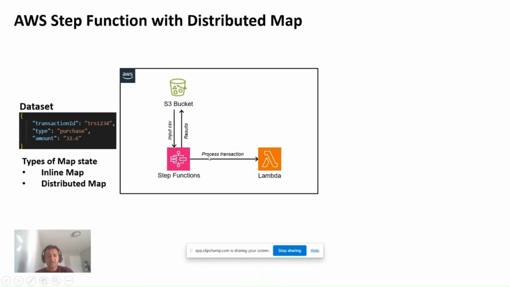Let's say you have a step function that processes a transaction using Lambda, and it processes a single transaction. And there is a case where you have to process multiple transactions as a data set, and that's where you use the map state type, where it allows you to process multiple inputs with different values in parallel. So there are two types of map state, inline map and distributed map. At high level, inline map is for smaller data sets, and distributed map is for larger data sets, where it also supports some additional features like from where to take those larger data sets.